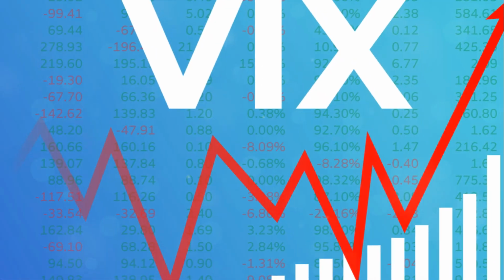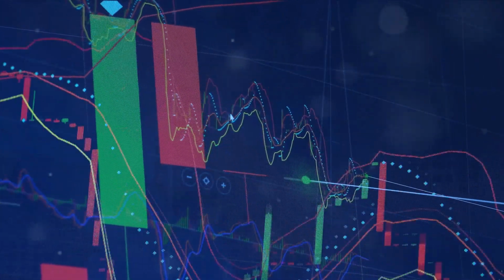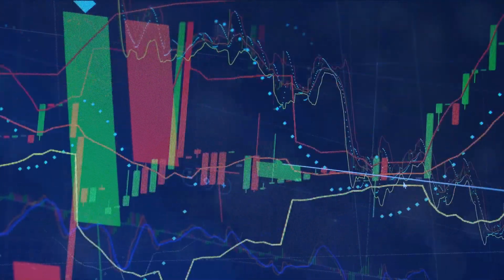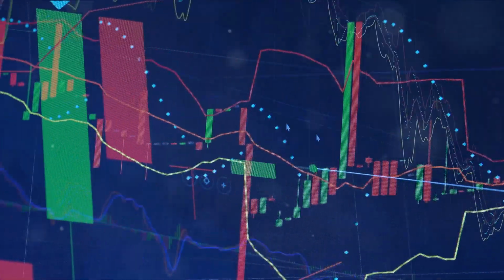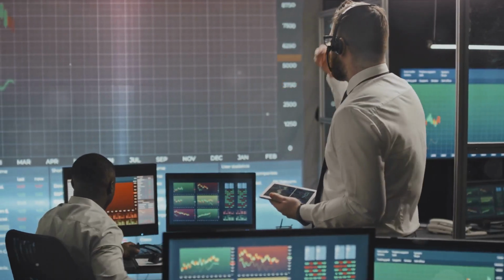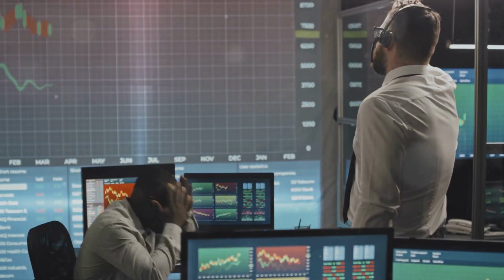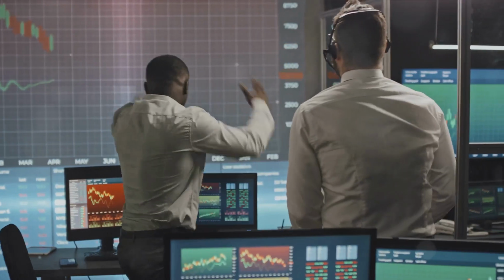The volatility index, also known as the VIX, measures the market's expectation of 30-day forward-looking volatility. When the VIX is high, it means that investors expect significant changes in the market, which could signal a bear market. The fourth step is to watch the yield curve.